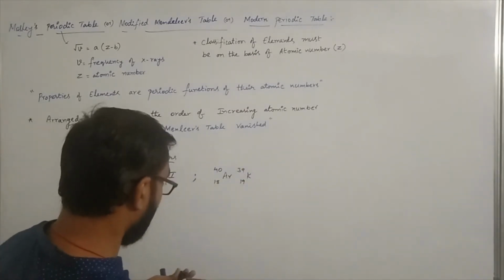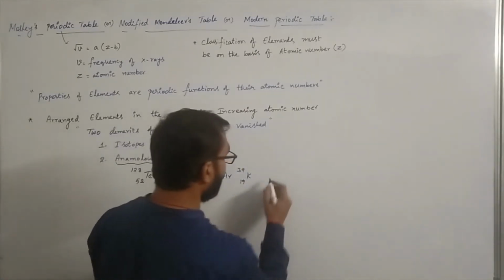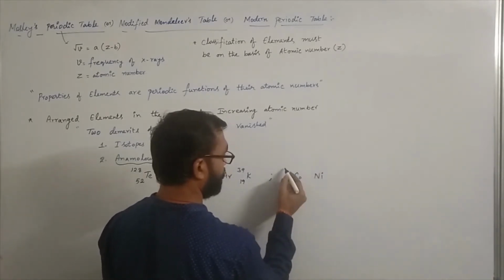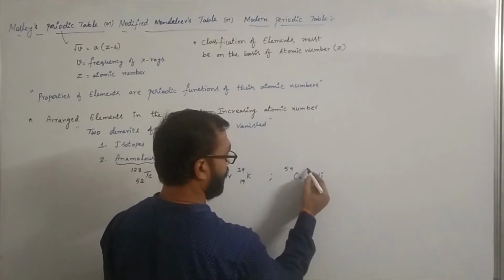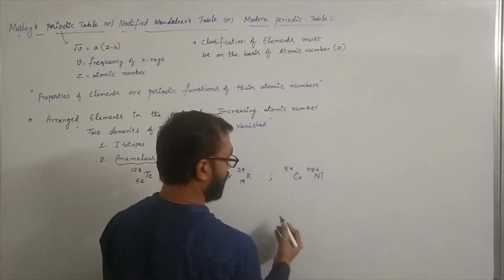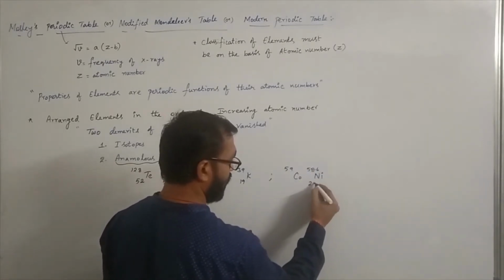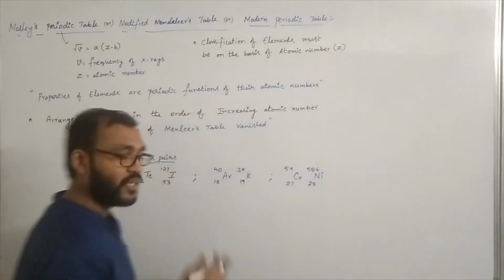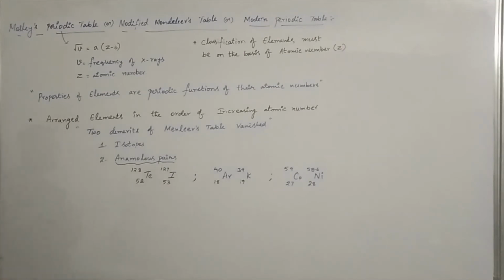Next, another: cobalt and nickel. Mass numbers 59 and 58.6, but their atomic numbers are 27 and 28. So that anomalous pair also vanished, and so on. The moment you arrange elements according to their increasing atomic numbers, two things vanished: isotopes are explained as well as anomalous pairs.